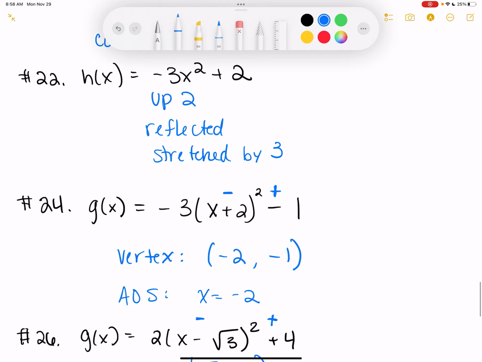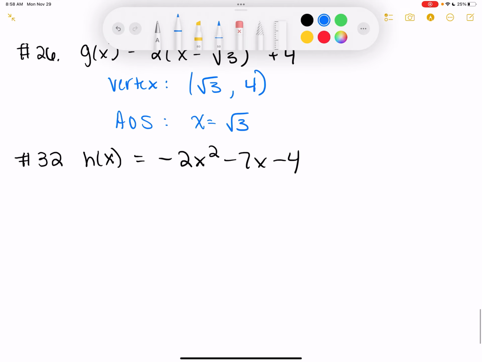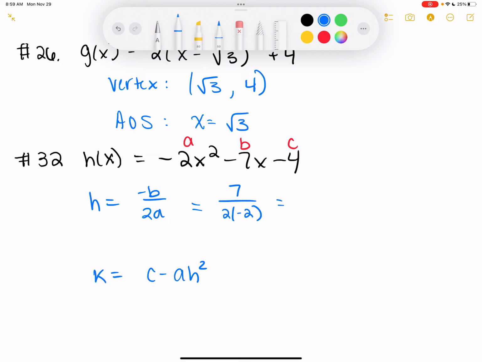So, all right, h is equal to negative b over 2a, and k is going to be equal to c minus a h squared. All right, so this is a, this is b, this is c, the signs go with them. So negative times negative 7 is positive 7 over 2 times negative 2. So that's going to be 7 over 4, and that's going to be negative, what?